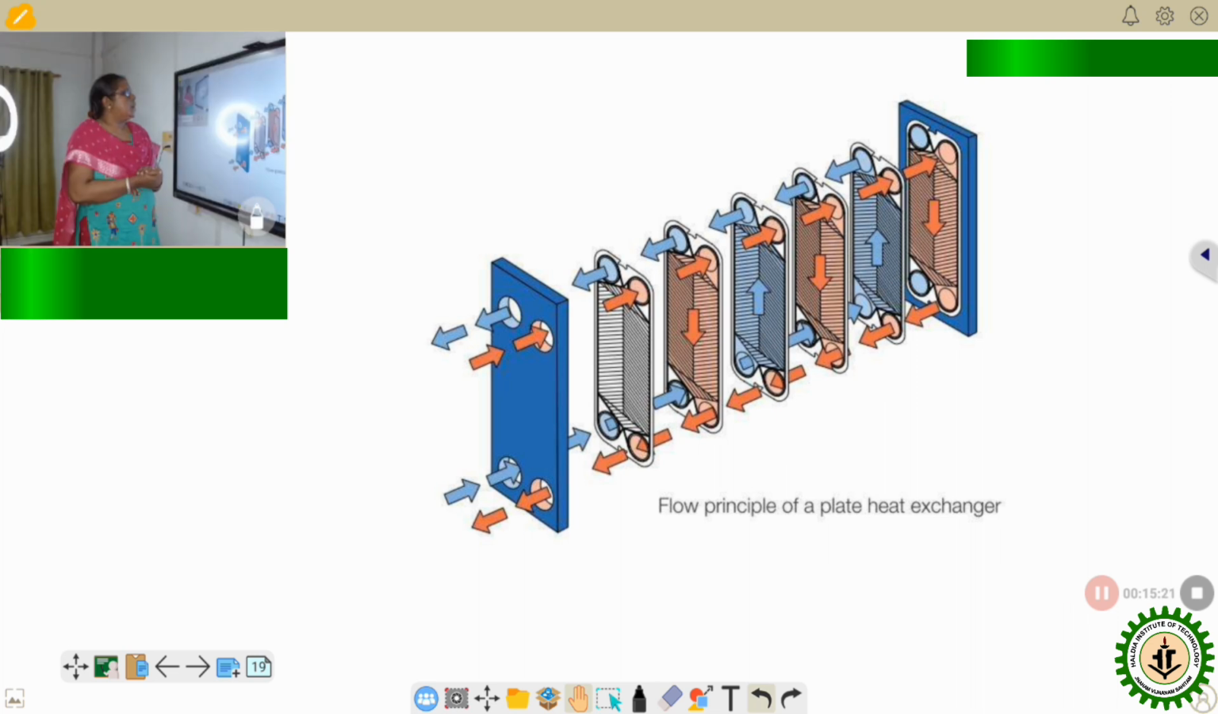As a result, on one side of the plate there is heating media and on the other side there is cooling media. Heat transfer occurs through these plates, and milk can be either heated or chilled.